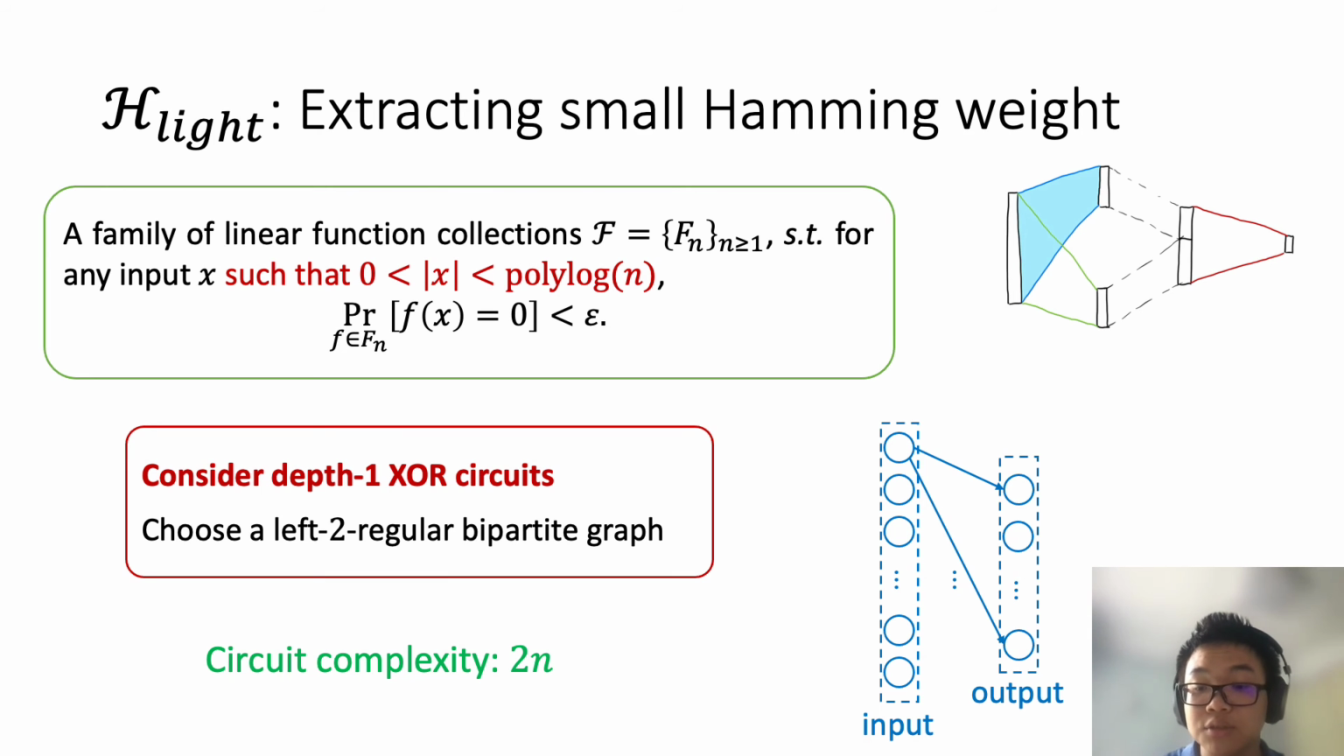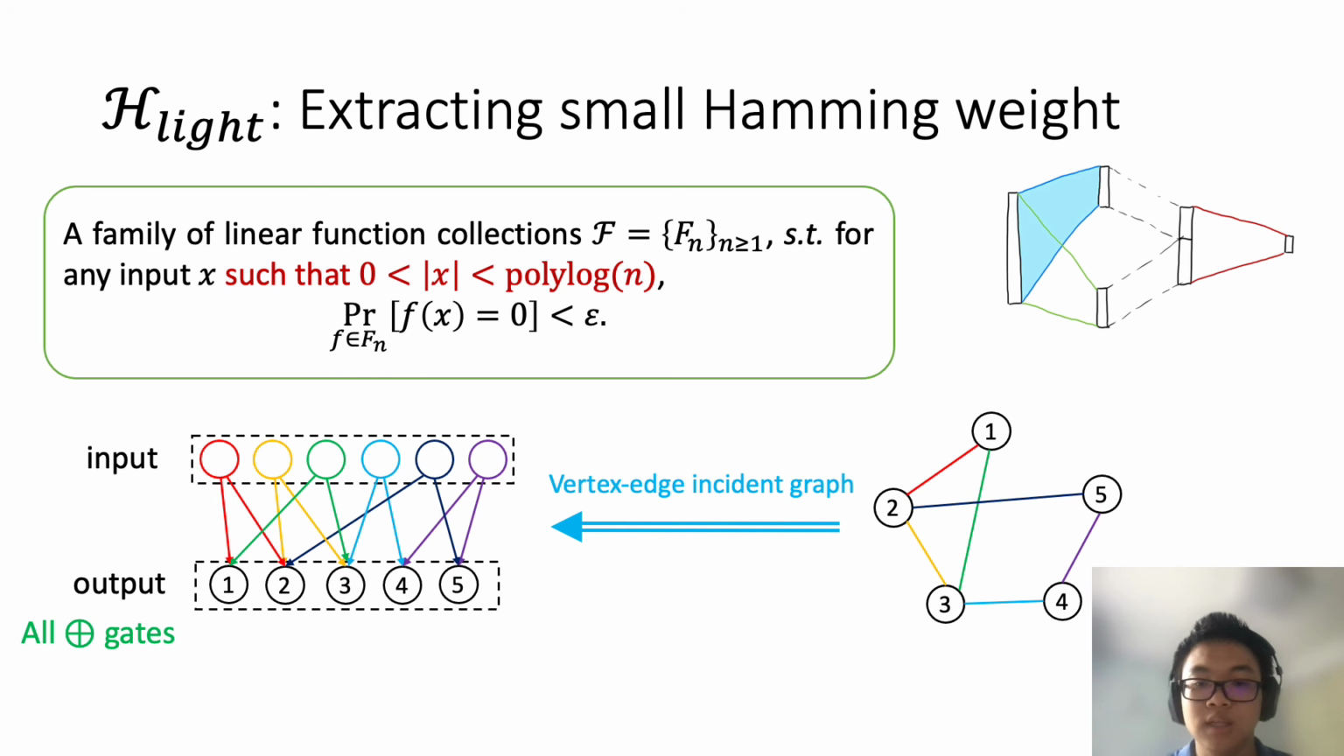What is hard is to show that it outputs non-zero with high probability. The main observation is that we can identify such a left-regular bipartite graph as the vertex-edge incidence graph of another graph, as shown here. So each output represents a vertex and each input represents an edge.